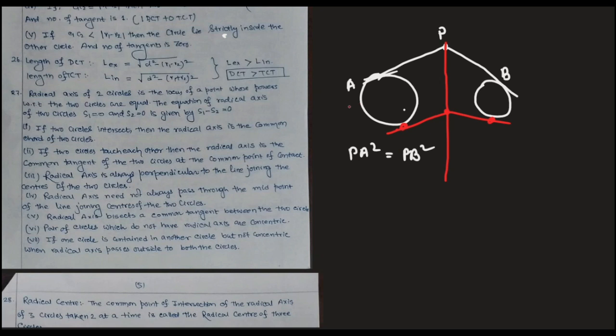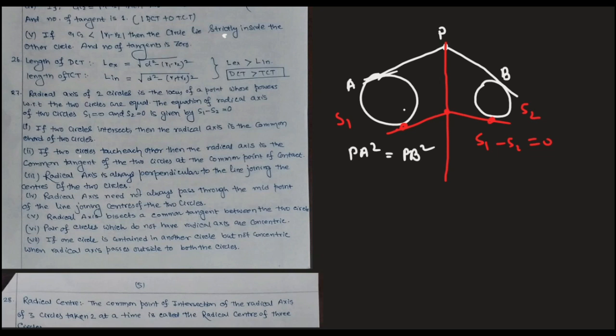How to find it? Now if it is S1 and if it is S2, simply doing S1 minus S2 equal to 0. If you subtract one curve from the other in their general form or in their standard form, then you get the equation of the radical axis.